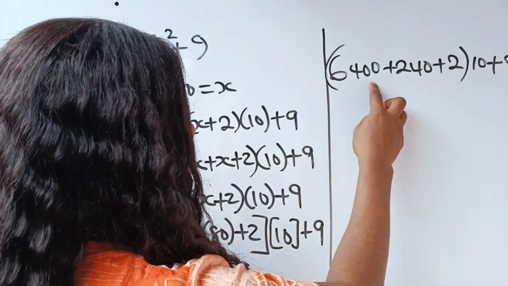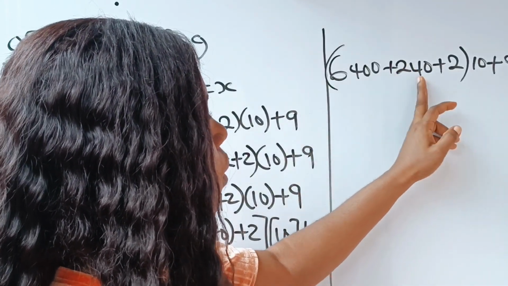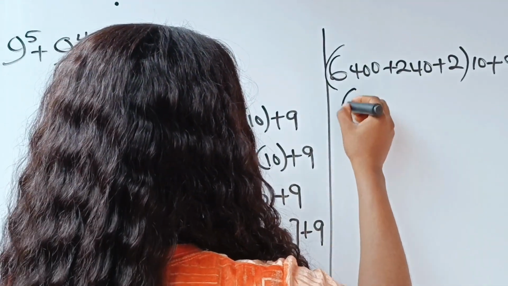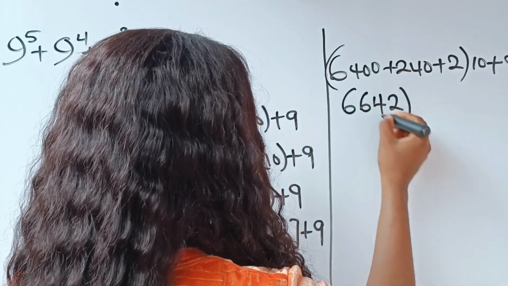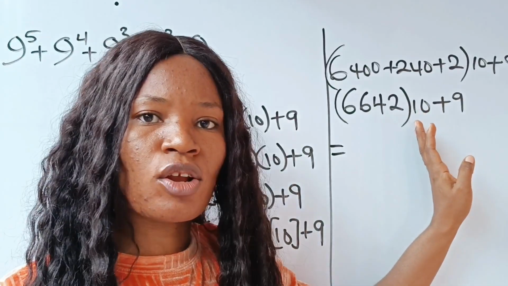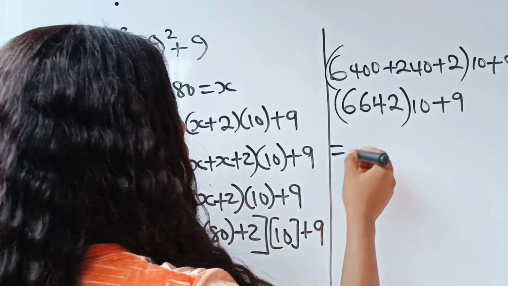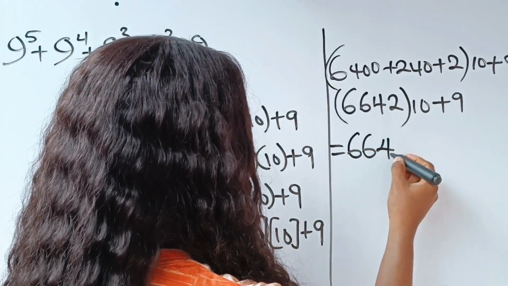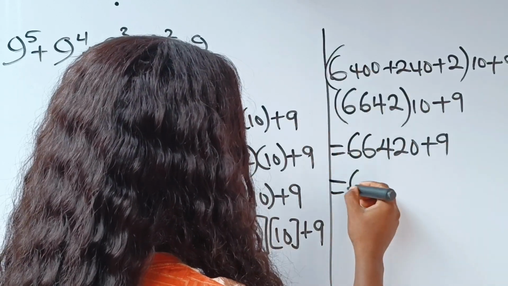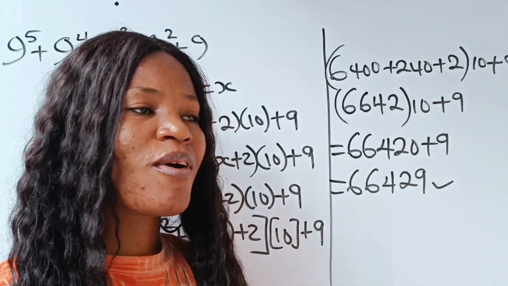Now we have 6,400 plus 240 will give us 6,640. Plus 2 will give us 6,642. So we have 6,642 multiplied by 10 plus 9. Now when you multiply anything by 10, all you need to do is to add a zero at the end of the number. So we are going to have 66,420, plus 9, and this will give us 66,429.